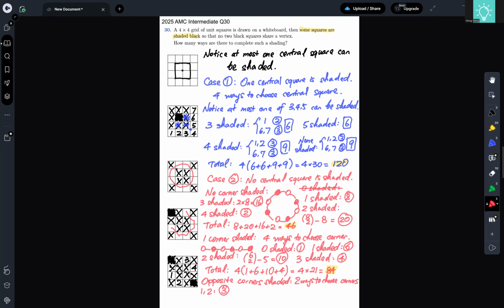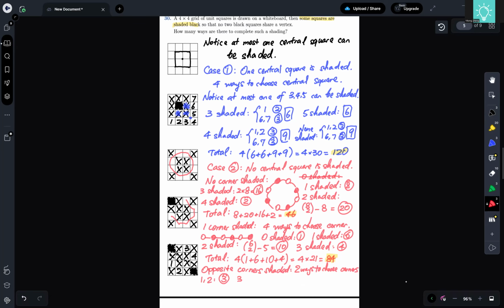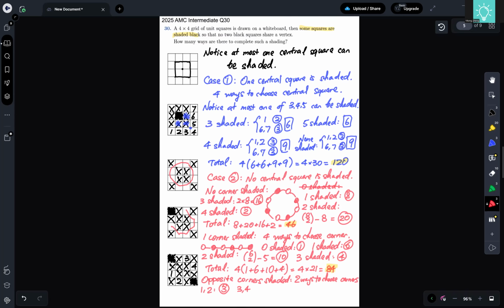The same thing goes for 3 and 4. There are 3 ways to choose that. Okay, so the total number of ways that I can shade if I shade opposite corners but none in the middle: there are 2 ways to choose which pair of opposite corners. There's 3 ways to choose 1 and 2, and 3 ways to choose 3 and 4. 2 times 3 times 3. That gives me another 18 shadings.